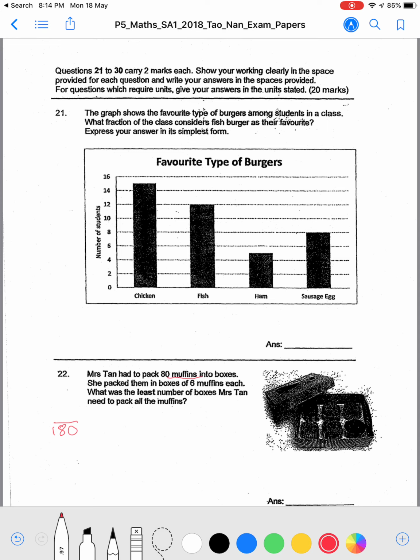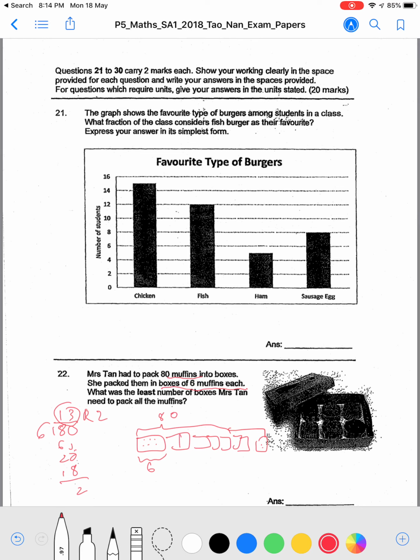80 muffins you are putting into boxes of 6 muffins each. That means every 80 muffins, you are trying to put 6 muffins into a box. 1, 2, 3, 4, 5, 6. So you're about to have some left behind, because 80 is not a multiple of 6. The times table of 6 does not give you 80. So you divide, every box has 6, right? 6 times 13 is 78. Then you have a remainder 2. That means the last box you will have only 2.